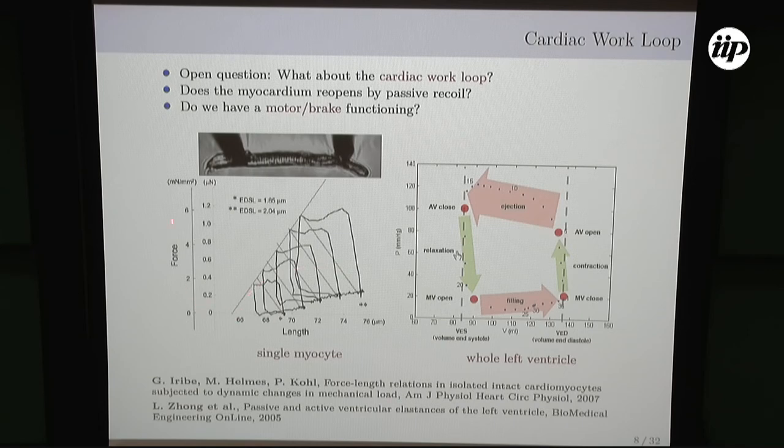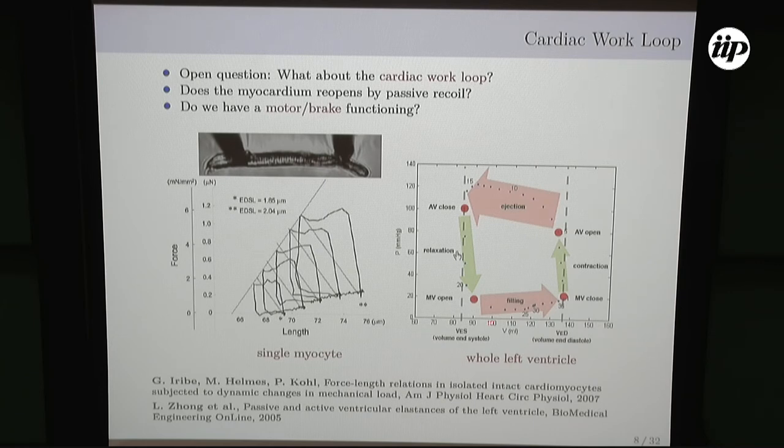So this is a diagram of force versus length at the myocyte scale, so a few microns. And this is the same kind of diagram. Here you have the pressure, and here you have the volume for the whole ventricle. And you always see a loop. And now the question is: is this a work loop, and what's going on?